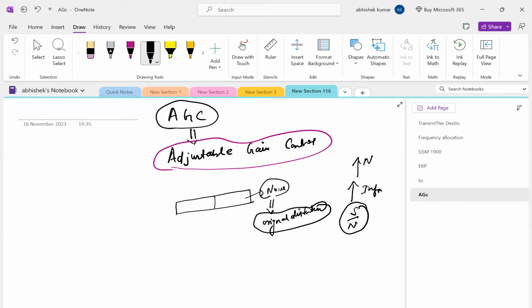If we understand it that way, the adjustable gain controller adjusts the signal in such a way that the signal to noise ratio will not deteriorate, and we will get efficient transmission of the signals. Are you getting my point? Any doubt? No. Very good.